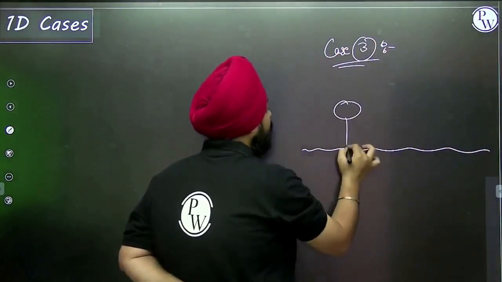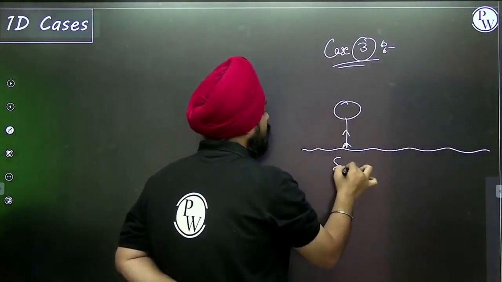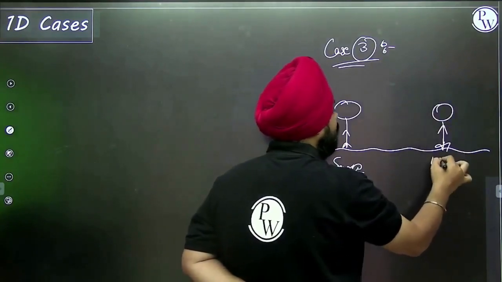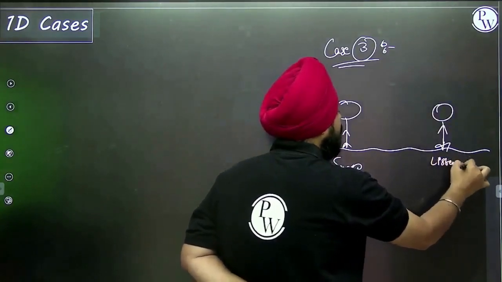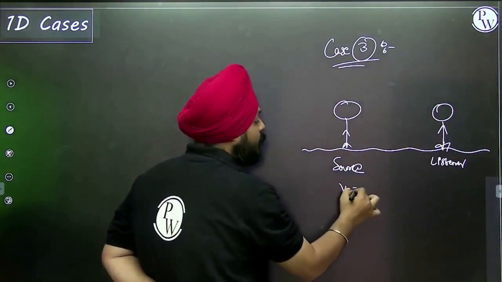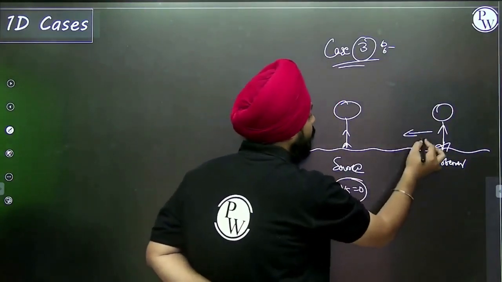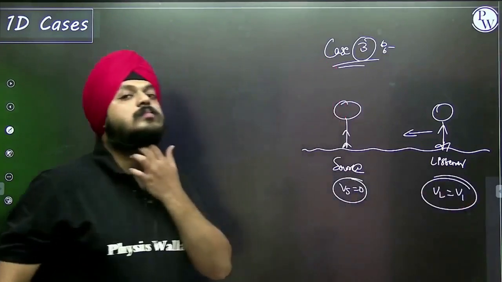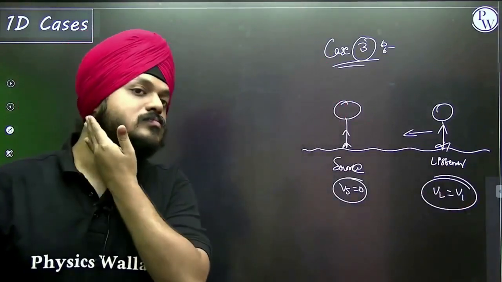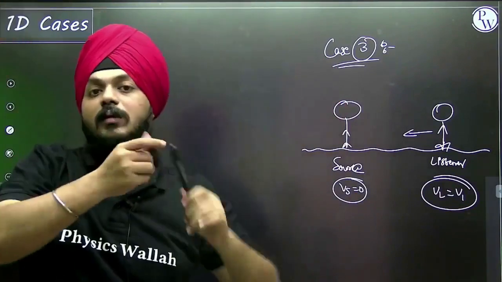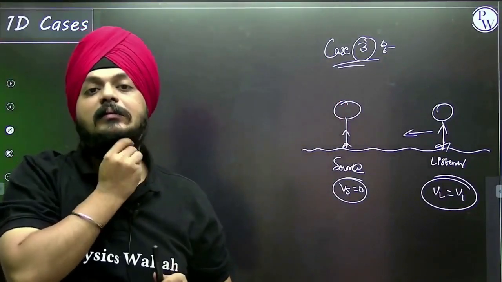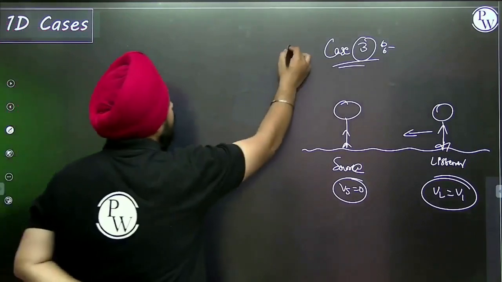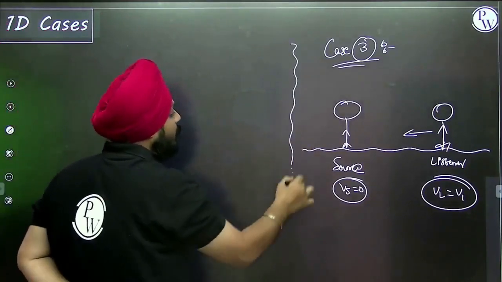Again, we are taking the source and we are taking the next party as listener. Now this time the velocity of the source we are taking 0, and the listener is moving towards the source with the velocity V1. Now what happens here? Very simple thing. Directly we are going to see now.